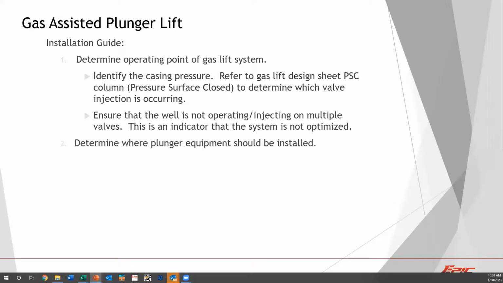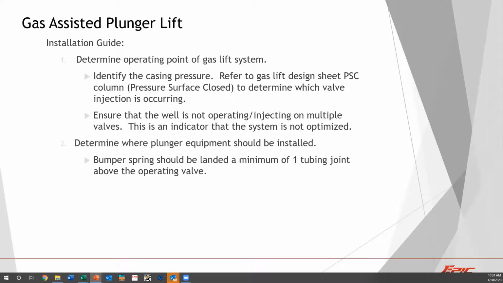Then we're going to determine where my plunger equipment can be installed. For the bumper spring, we'll always land the bumper spring at least one joint above our operating point, above our operating valve or our orifice. If it appears that the well is in the process of transitioning down to a lower valve because our casing pressures are fluctuating, we always want to make sure that we set the spring above the upper valve.